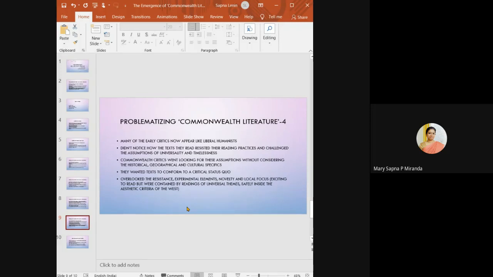But then what would they do? They would try to limit and restrict these readings by making use of the English literary canon, that is, looking for universal themes and safely putting away the contradictory readings as well as the resistant readings. And then they would try and label all these works as one lot, all of them almost the same, and as following the English literary canon.